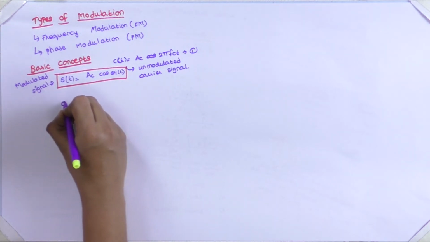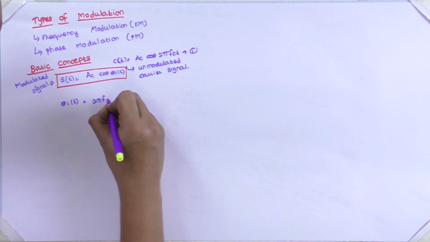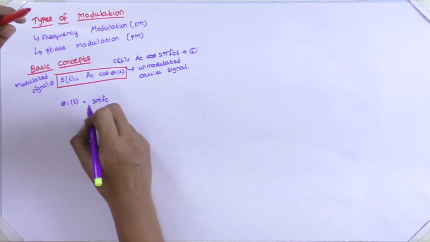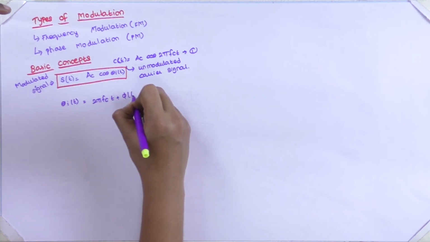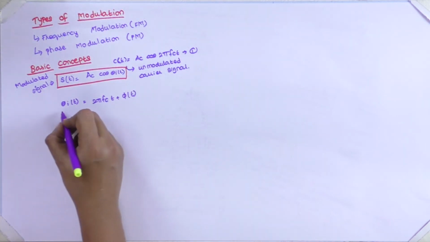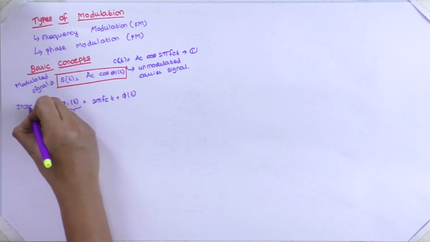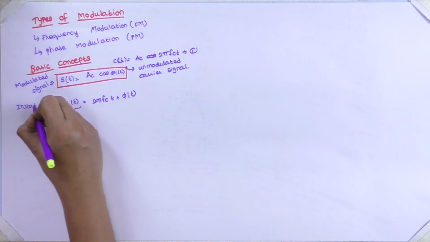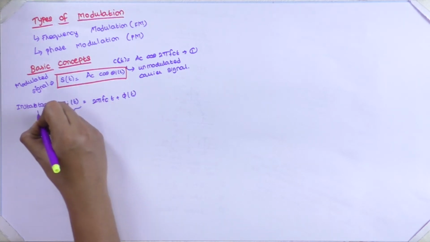where theta i of t is the instantaneous phase, given by theta i of t is equal to 2 pi fc t plus phi of t, where theta i of t is referred to as the instantaneous phase.